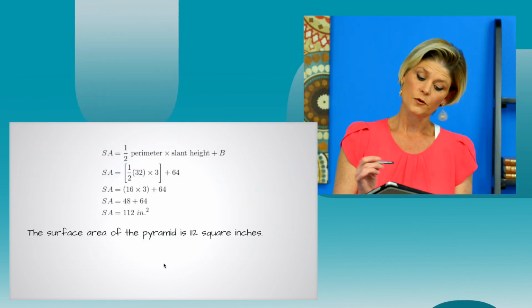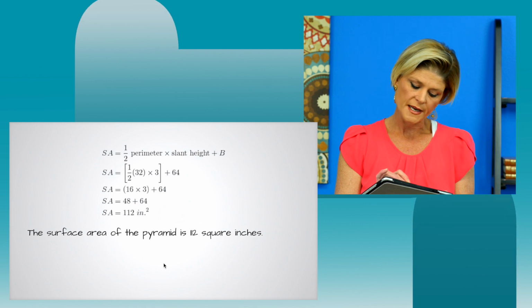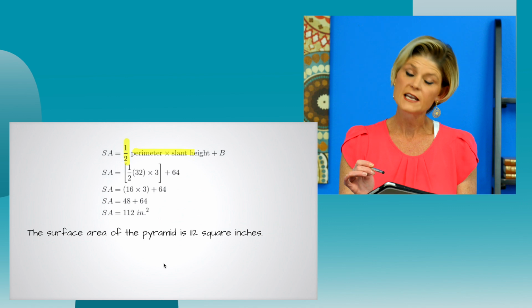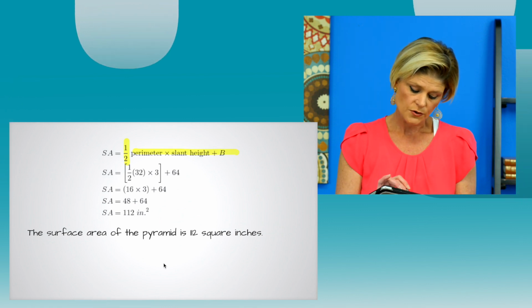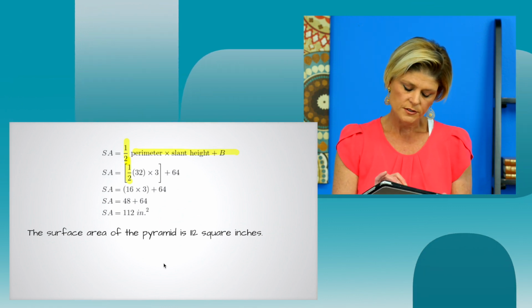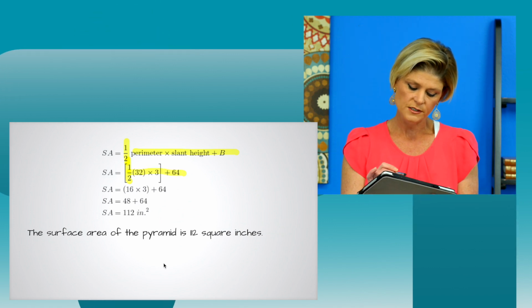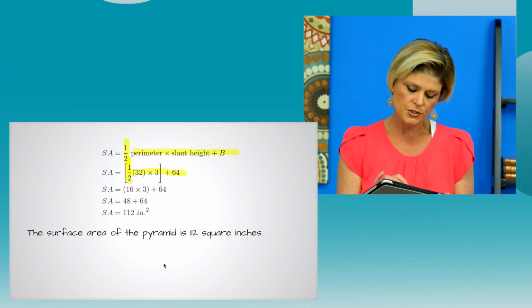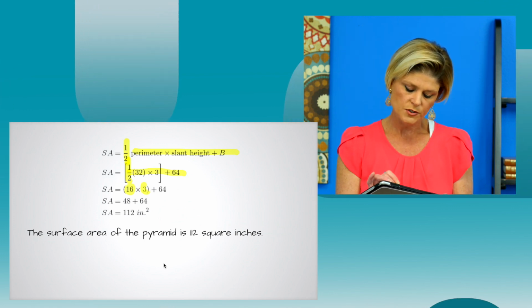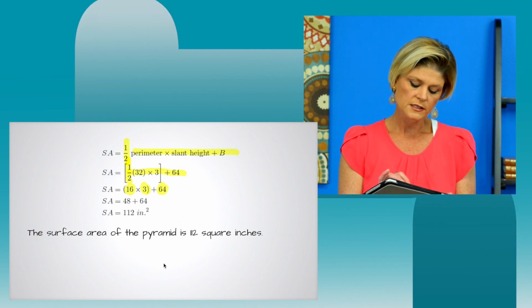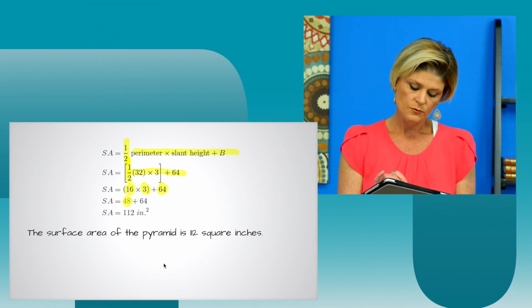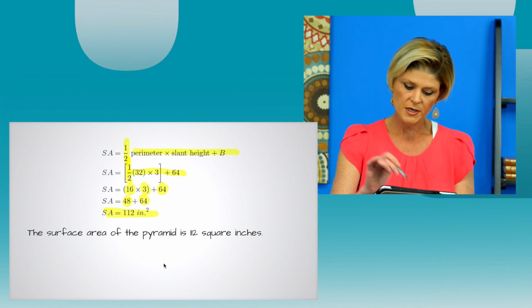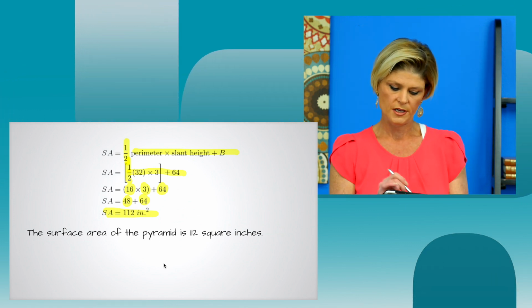All right, so surface area equals 1/2 perimeter, highlighter, 1/2 perimeter times slant height plus B. So that gives us 1/2 times 32 times 3 plus 64. Use your order of operations to solve. 1/2 times 32 is 16. 16 times 3 plus 64. 16 times 3 is 48 plus 64. So the surface area of this pyramid is going to be 112 square inches.